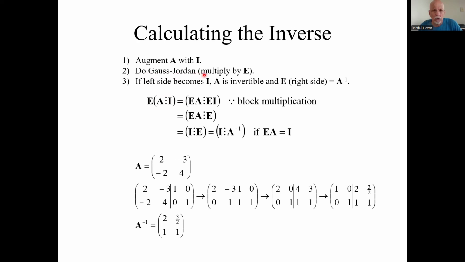Then we're going to do Gauss-Jordan elimination, which really means we multiply this by some E, which is a matrix multiplication that's equivalent to all the row operations. By block multiplication, I'll treat E as a block and A as a block and I as a block. I get EA on the left side, EI on the right, and EI is just E.